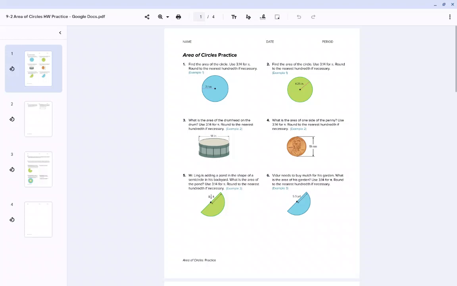Okay, and I'm going to do one more problem with you, number 5. Okay, so if you notice, this is not a full circle. Do you guys know what this is called? Hopefully, some of you might know that this is called a semicircle. So semicircle is half of a circle. So what we're going to do is act like it's a full circle and solve for the area. Now, if you notice, this is a radius, but it is a fraction.